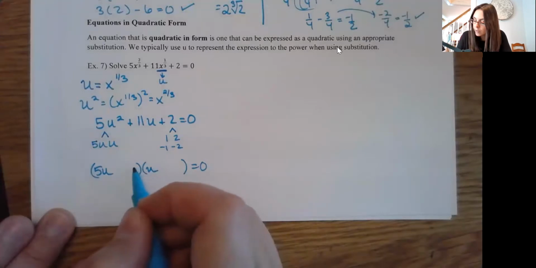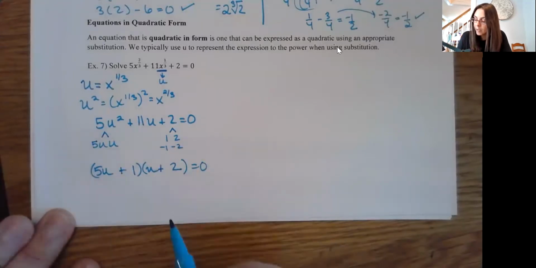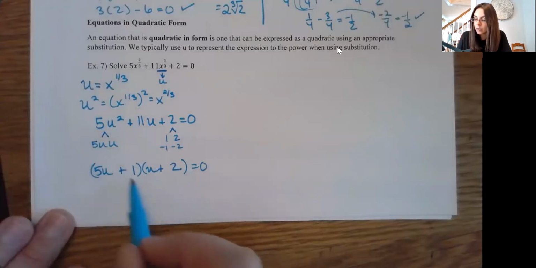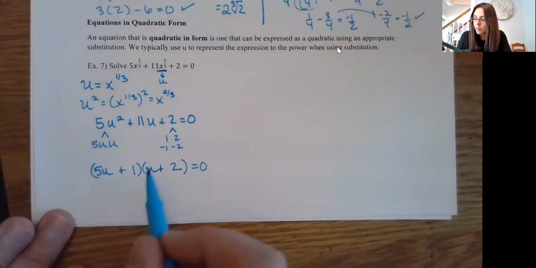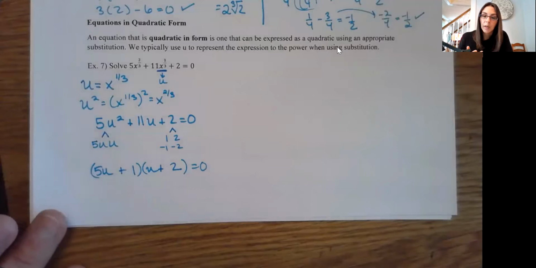Let's see, 1 and 2. I want a +11 in the middle, so I'm going to use positive signs here. And again, I'm going to multiply this out to check. So if I were to FOIL this out, I would see I get a 10 plus 1 in the middle, which gives me the 11. And again, you can do the complete FOIL out as well, just to make sure you haven't made a mistake.